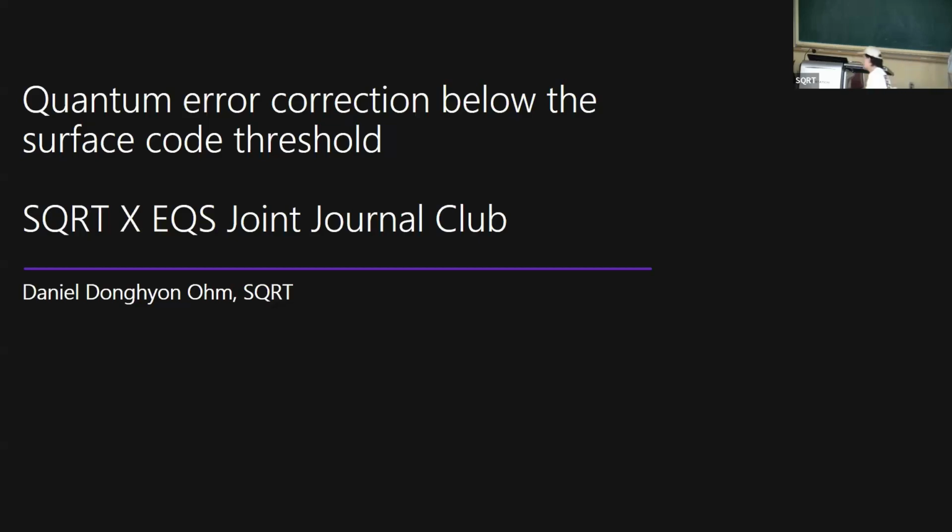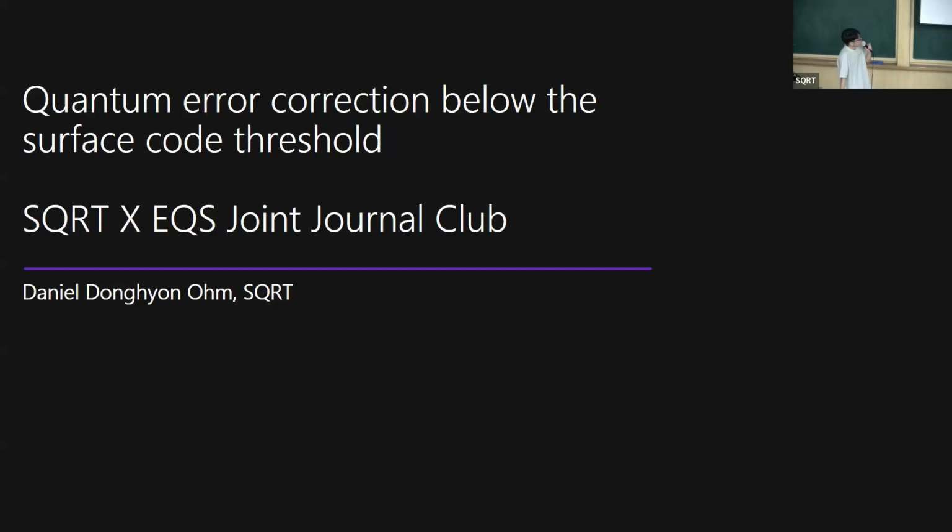My name is Daniel Donghyun Om at SQRT, and today all of you are in for a little treat. I'm going to be going over this new hot paper from Google, a seminal paper called Quantum Error Correction Below the Surface Code Threshold. Basically, their breakthrough was that on a superconducting device, they managed to reach something called the error threshold on the surface code, which hasn't been done before. And this can be considered a milestone in achieving the road to fault tolerance.